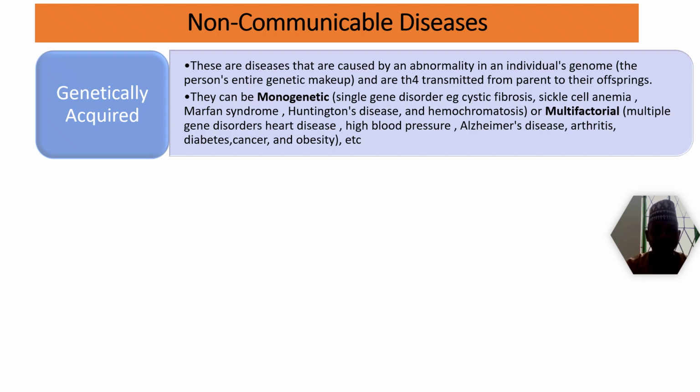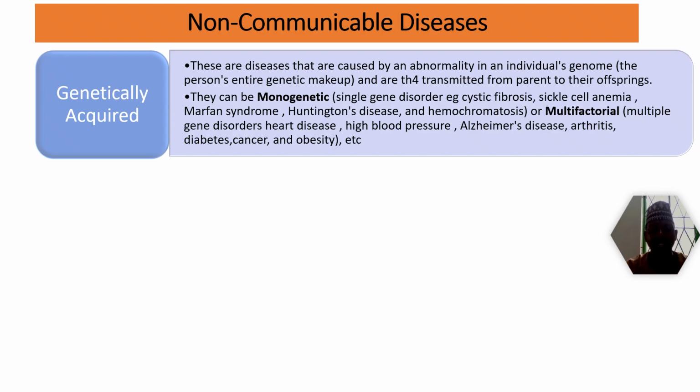This disease, the genetic disorder may be monogenetic, in which a single gene is affected, leading to diseases, abnormality in a single gene. Examples of such diseases that are monogenetic include cystic fibrosis, sickle cell anemia, Marfan syndrome, Huntington's disease, hemochromatosis, and so on. They can also be multifactorial.